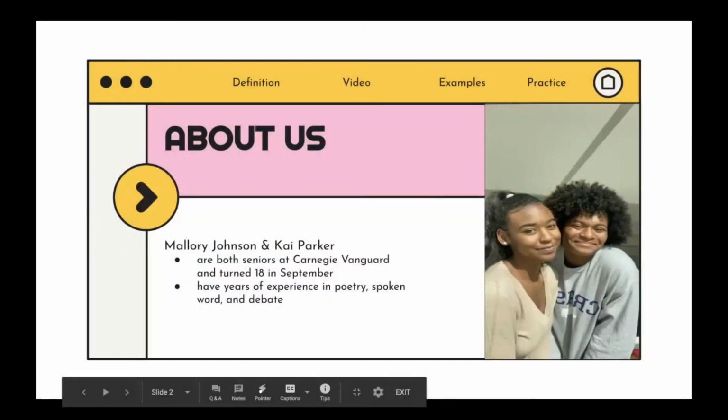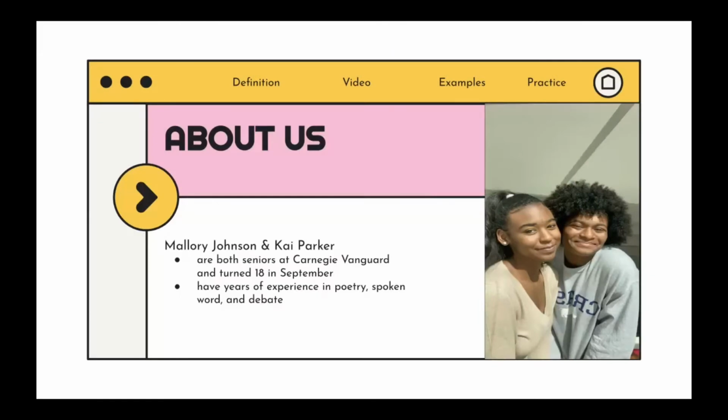So, a little bit about us. My name is Kai, and I'm on the right in this picture. And my name is Mallory, and I'm on the left in that picture. Both of us are seniors that go to Carnegie Banker High School, and we both turned 18 in September. We have many years of experience in poetry, spoken word, and debate.